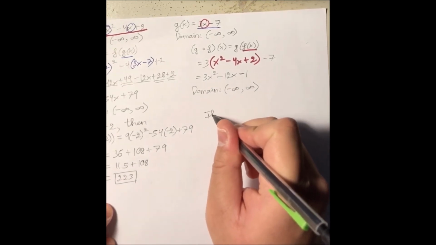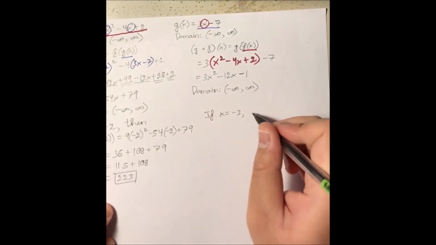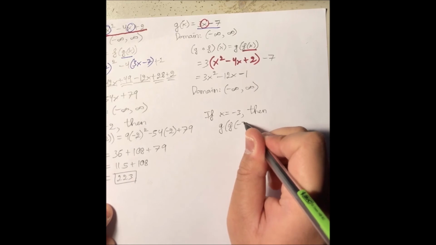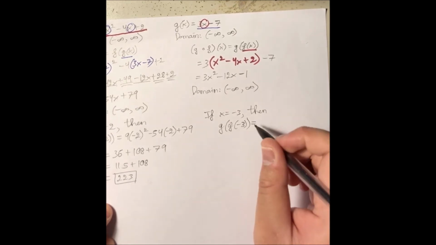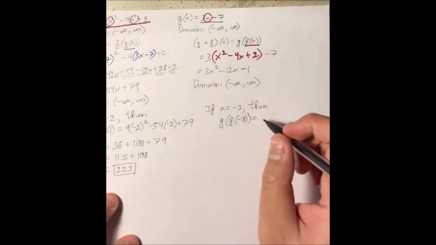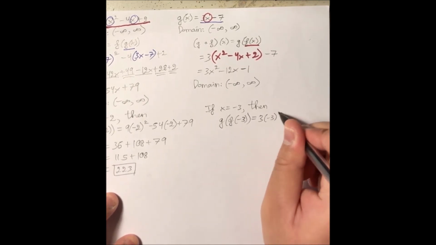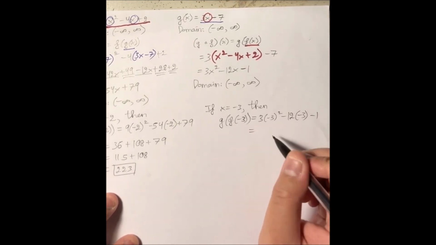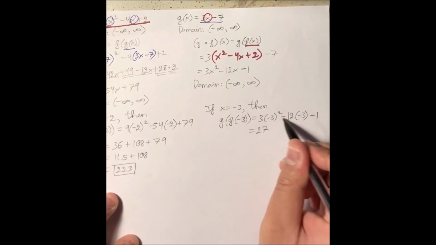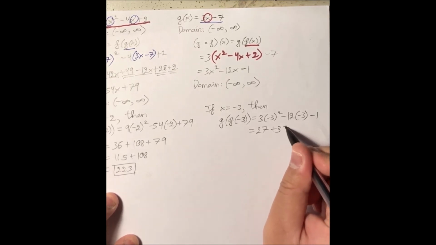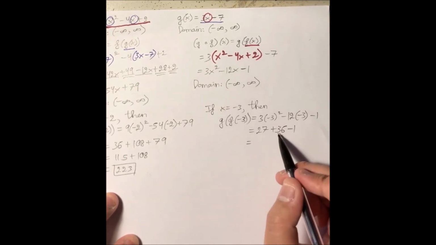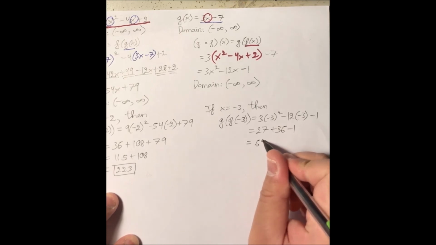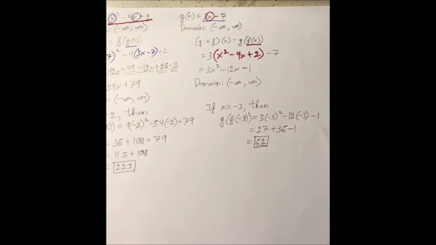Now, if x equals -3, then we are going to have g of f of -3, which is equal to 3 times -3 squared minus 12 times -3 minus 1. -3 squared is 9, 3 times 9 is 27, -12 times -3 is positive 36, minus 1, let's see, 36 minus 1 is 35, 27 plus 35 is going to be 62. And yeah, this is the value of g of f of -3.